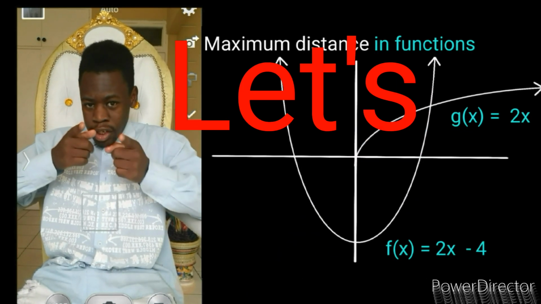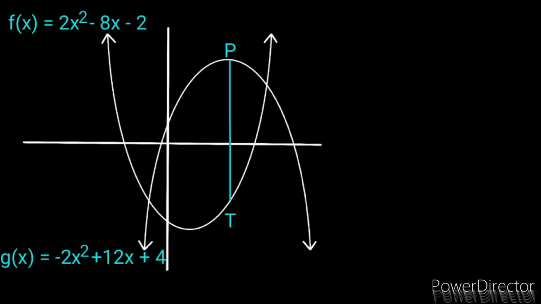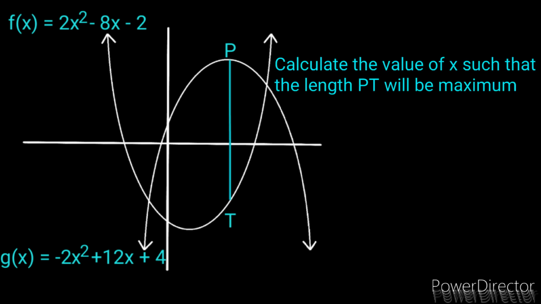So, let's begin. Alright, here is the first question. You're given two parabolas. You're given f(x) equals 2x squared minus 8x minus 2, and you're given g(x) equals negative 2x squared plus 12x plus 4. And you're asked, calculate the value of x such that the length PT will be maximum.